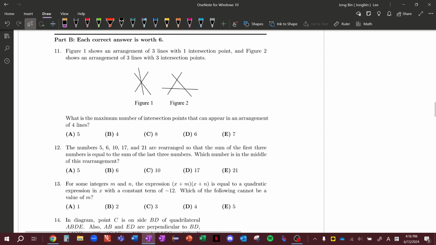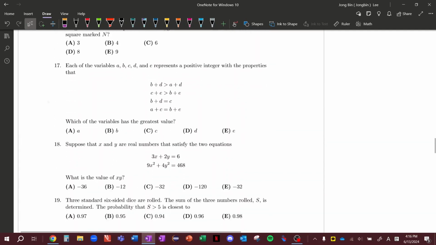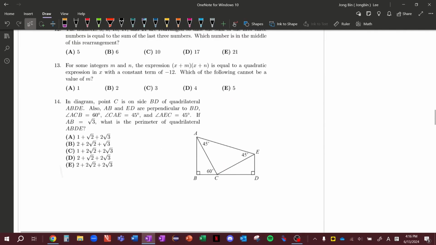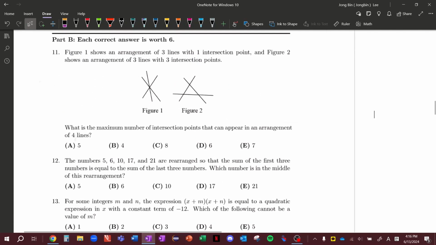Hello everyone, today I'll be going over 2024 Fermat Part B from questions 11 to question 20. So let's get started with question number 11.